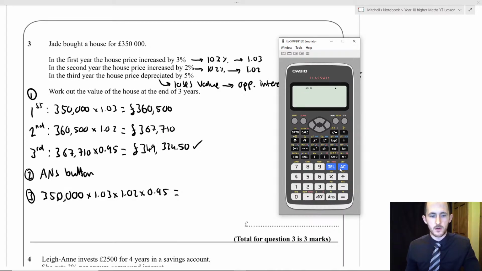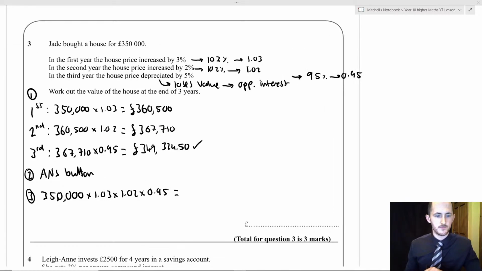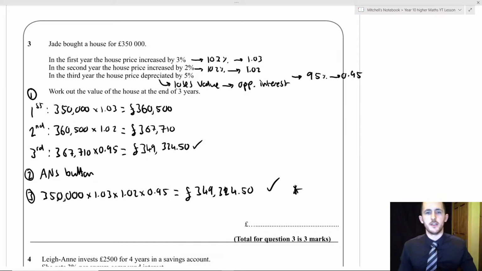Okay? So really well done. Good job for spotting that. So times by 1.03, times by 1.02, times by 0.95. And we get the exact same answer. And I've done it in one line. Really well done. Well spotted. And that is the fastest method and the one that I use.